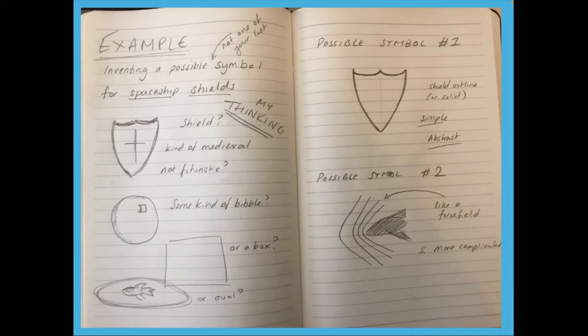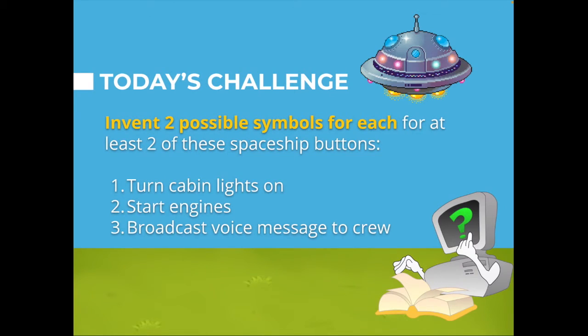So to recap again, you're going to pick 2 of the following, at least 2 of the following. So turn cabin lights on, start the engines, or broadcast voice message to crew, and you are going to create 2 designs for these. So 2 designs for the cabin turning lights on, 2 designs for starting engines, 2 designs for broadcasting the message to crew. And you're going to keep abstraction in mind. You're going to keep it super simple.